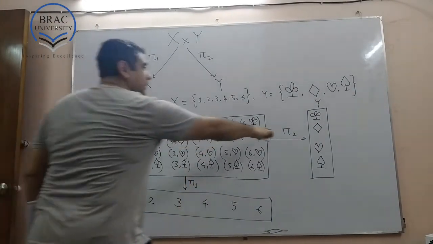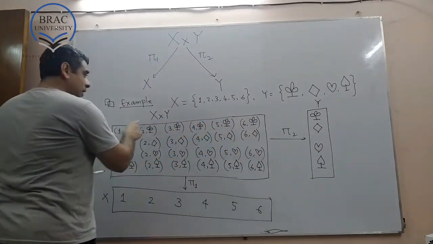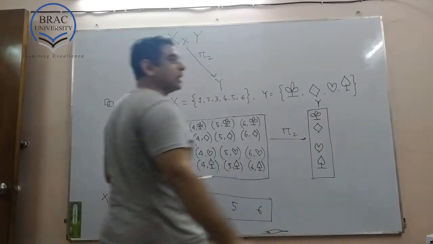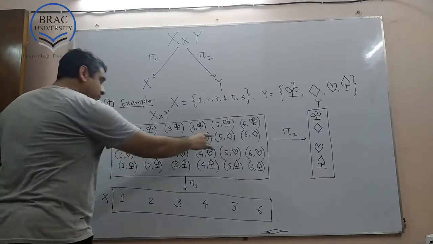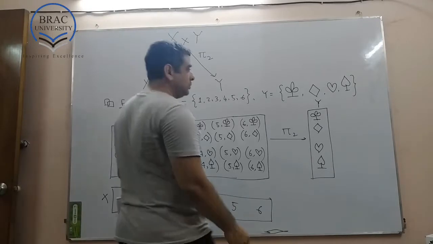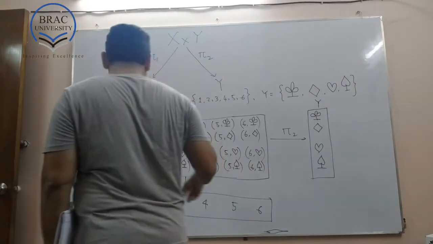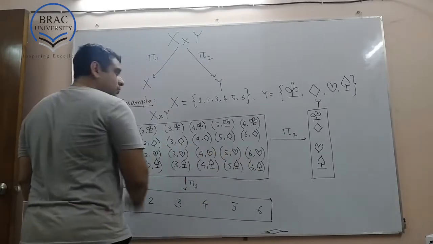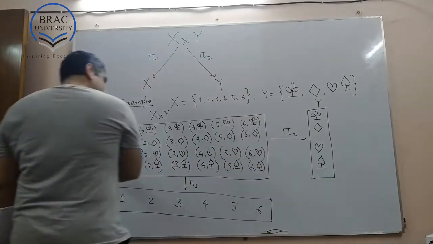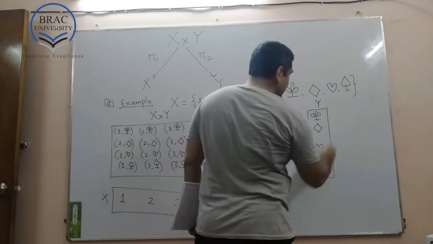So what is this function phi 2? Phi 2 takes all the elements in the first row to club in Y. All the elements, all the ordered pairs in the second row to the element diamond in Y. All the elements in the third row to the element hearts in Y. And all the elements in the fourth row to the element spade in Y.